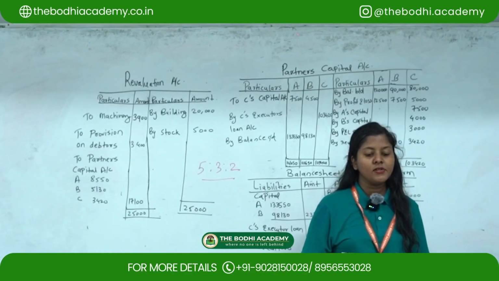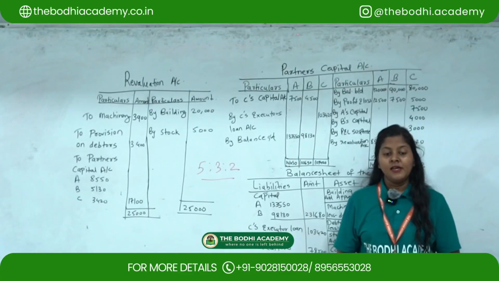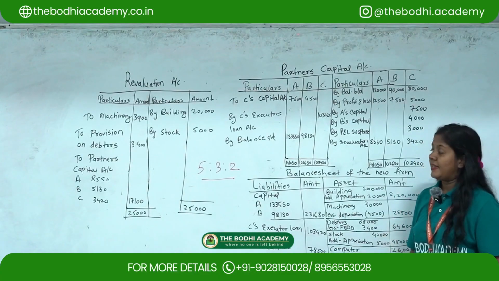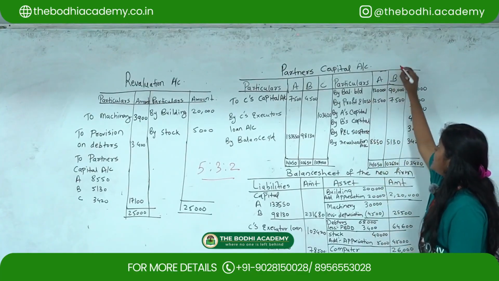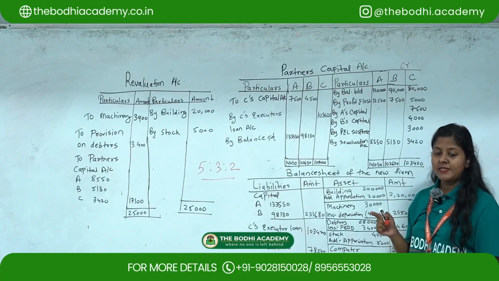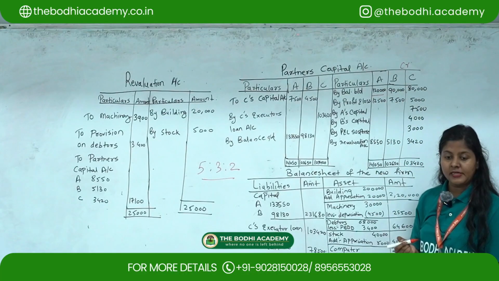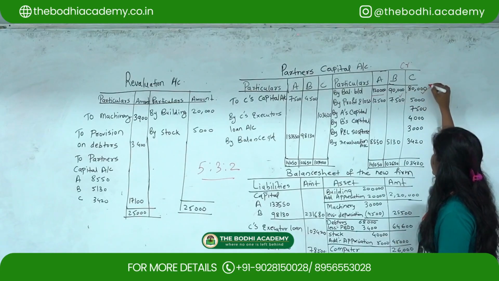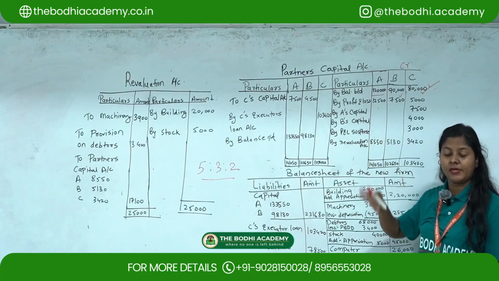Here they have given us the balance sheet, and we'll first check the liability side. Capital accounts of all three partners, A, B and C. We know that we take capital on the credit side of the partners' capital account. A's capital is 1,20,000, B's capital is 90,000 and C's capital is 80,000. Capital as it is you have to write down in the partners' capital account.